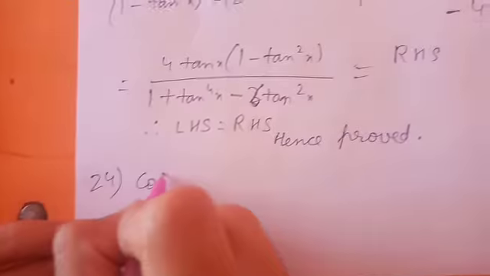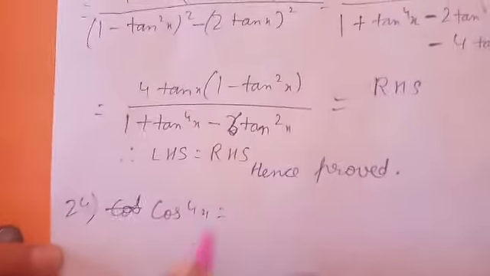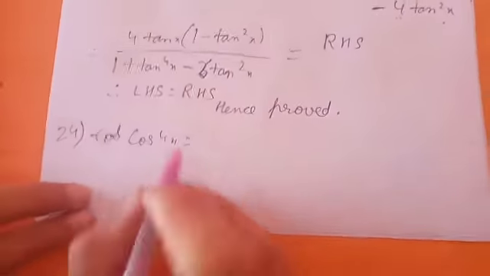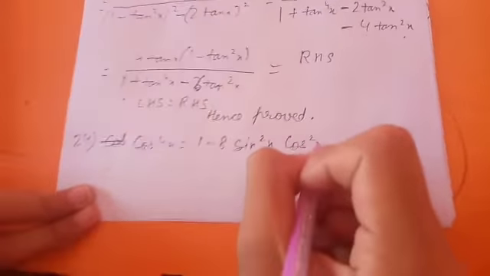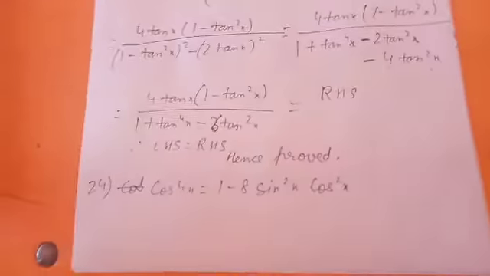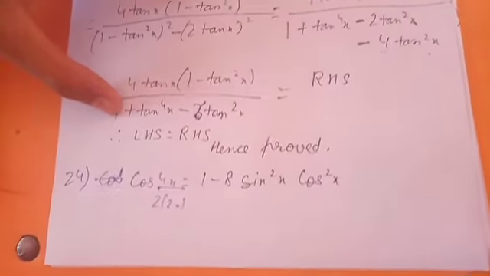24, that is cos 4x, we have to prove equal to 1 minus 8 sin square x cos square x. Again in this, we will write 4x as 2 into 2x.